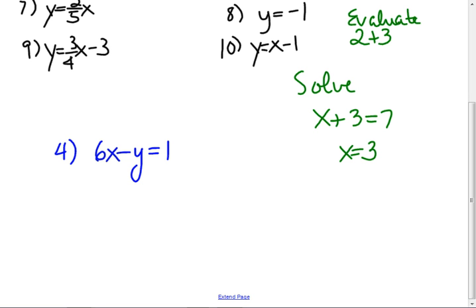Why not? No, because 3 plus 3 is not 7. Excellent. 3 plus 3 is not 7. You put this back in here, you're trying to find a number that you add to 3, and you get 7. So solve means to find, and you should write this down, the number or numbers that make the sentence true.